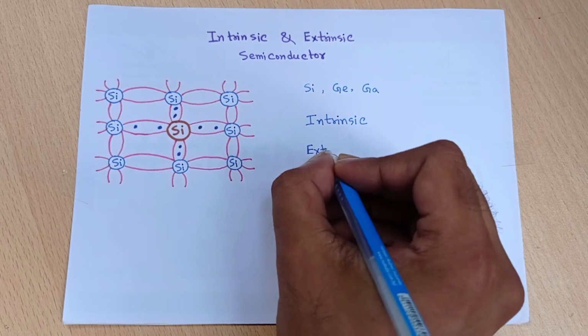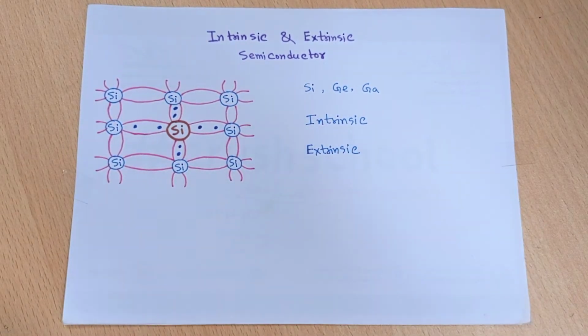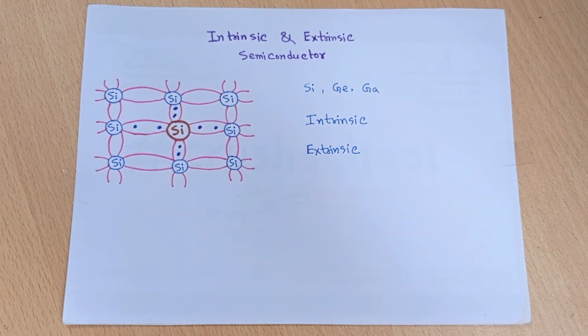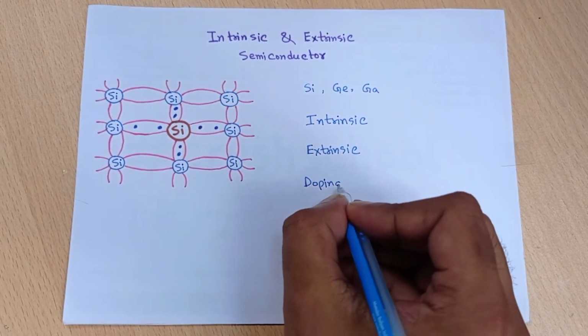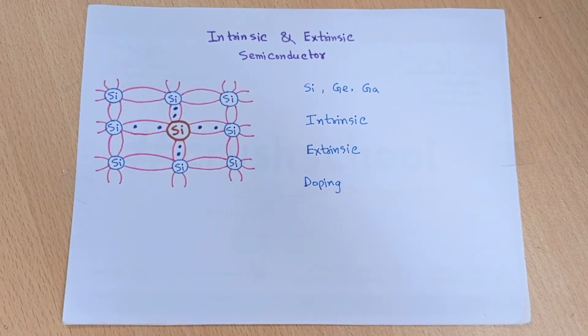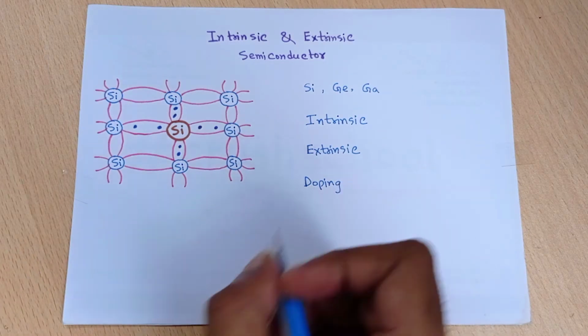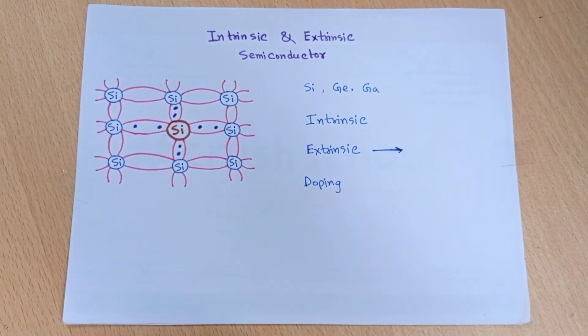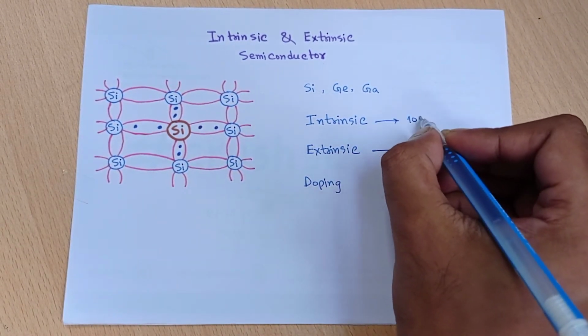Okay, so this is our intrinsic semiconductor, and the other type is our extrinsic semiconductor. In an extrinsic semiconductor, impure material is connected or attached to the intrinsic semiconductor, and the process of connecting the impure material to the pure semiconductor is called doping. So doping is one kind of system which we use to make the extrinsic semiconductor. The extrinsic semiconductor is not pure, it is impure, and the intrinsic semiconductor is 100% pure.